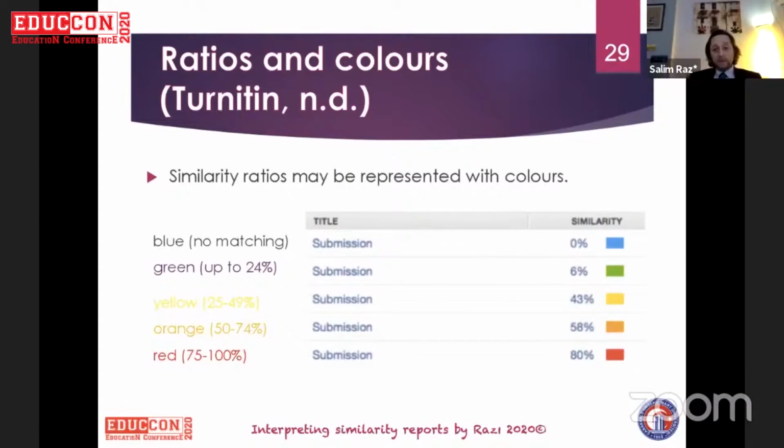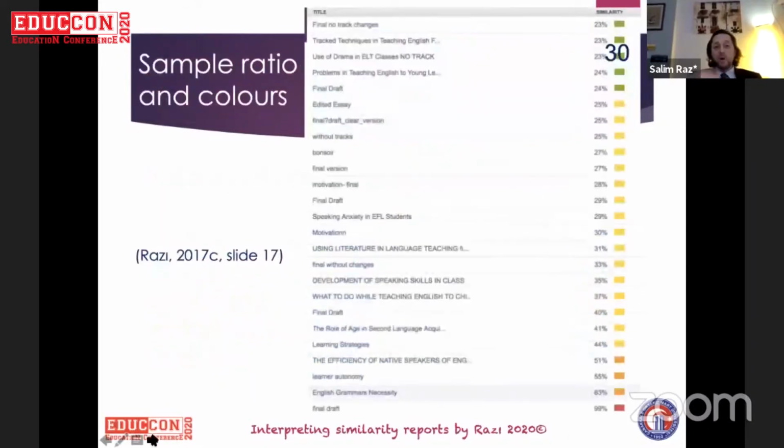So to my understanding, percentages could be provided in similarity reports. However, matching them with colors makes it problematic both for the lecturers and for students. For example, after asking my students to submit their assignments, Turnitin will be putting them into ascending order by considering the ratio.